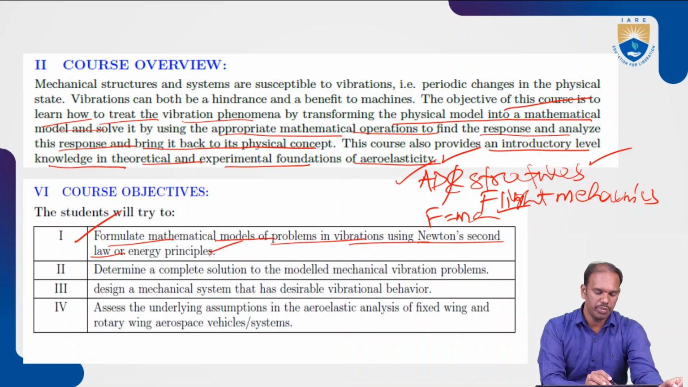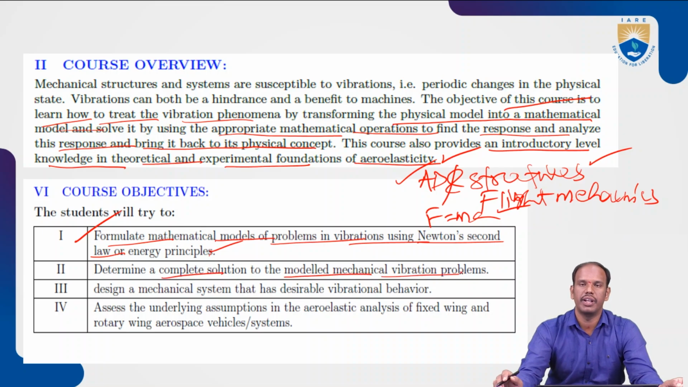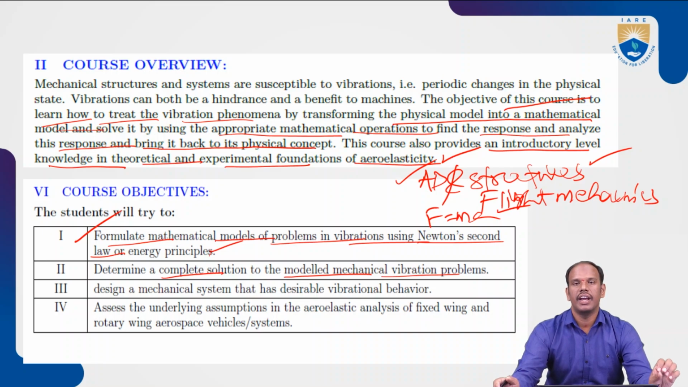The second objective is to determine the complete solution to the mathematical model of the vibration phenomenon. Wherever vibration occurs, we can model that problem and determine the complete solution for the natural frequencies and response of the system. We know that in every physical nature there is some vibration, like earthquakes, or the motion of flowing water, or the dropping of particular seeds or fruits.